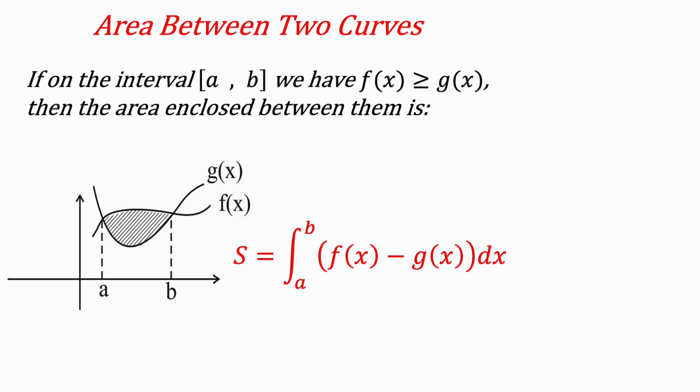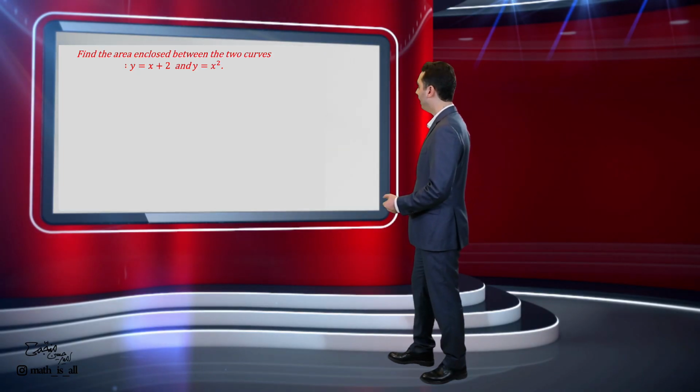Now what if I cannot tell whether f is above g? What if I don't want to get involved in drawing the graph? What should I do? Nothing special? You simply write f of x minus g of x inside an absolute value. The absolute value takes care of everything. What does it do? It turns any negative value into a positive one, and it leaves positive values unchanged. So let's go and see what that really means.